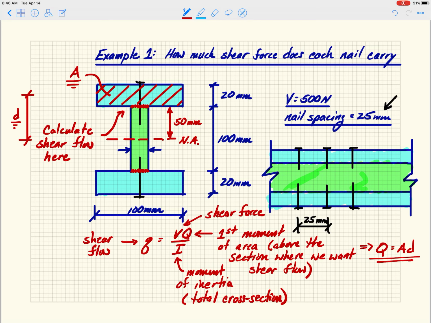If you remember the moment of inertia, we actually have to add on those AD squared terms, and the D is squared because that is the second moment of the area, right? Okay, so let's go ahead and start calculating this. Basically, all we need is to calculate Q and I. V is given, and then we can calculate little q, the shear flow.